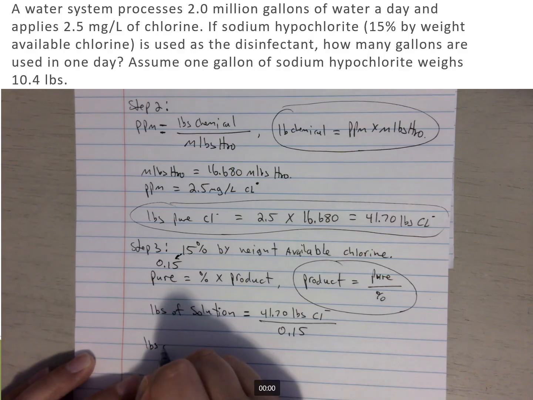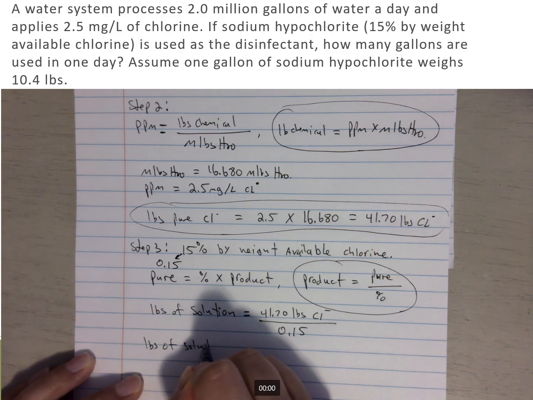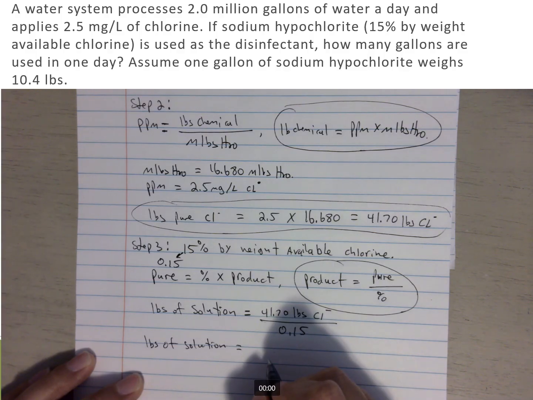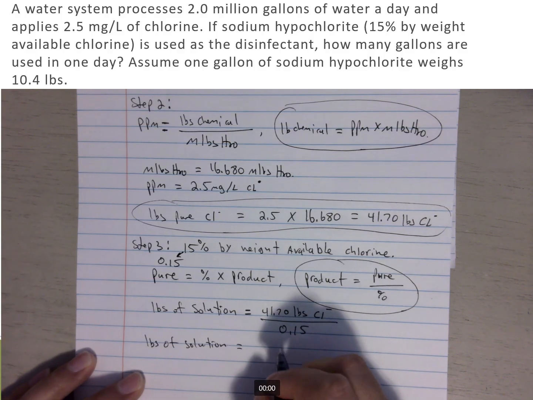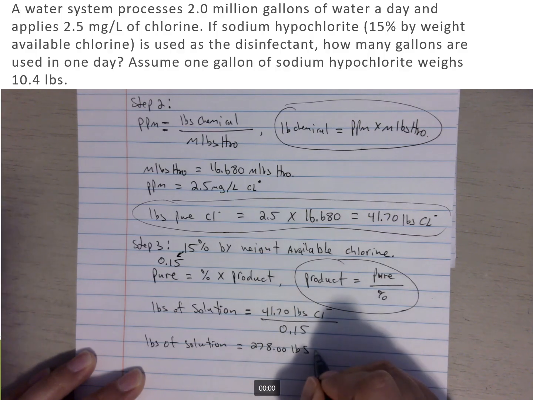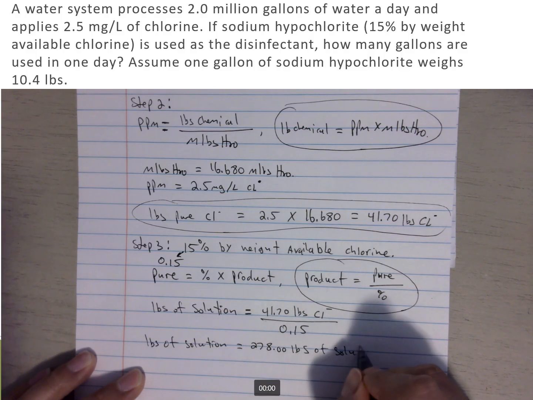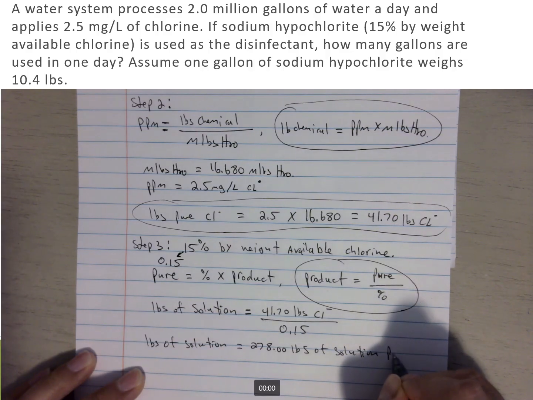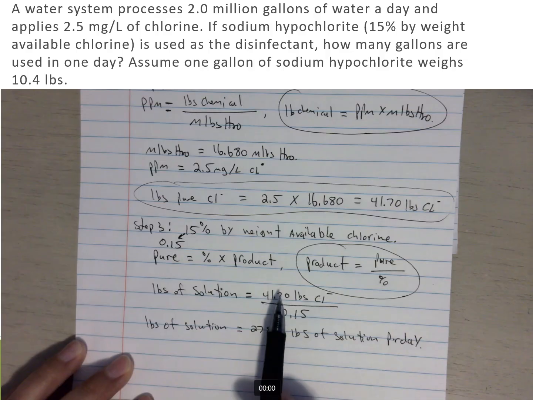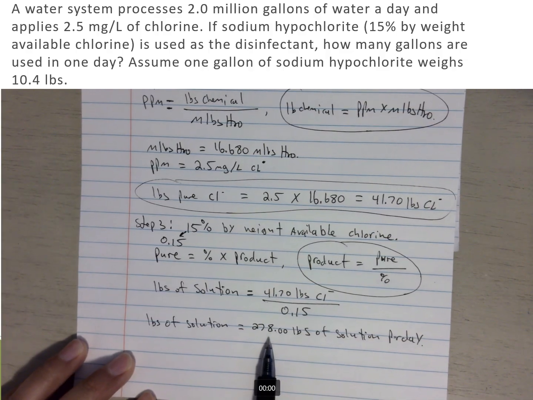So now pounds of solution is equal to 278 pounds of solution per day, right? Type that into a calculator, that's what we get.